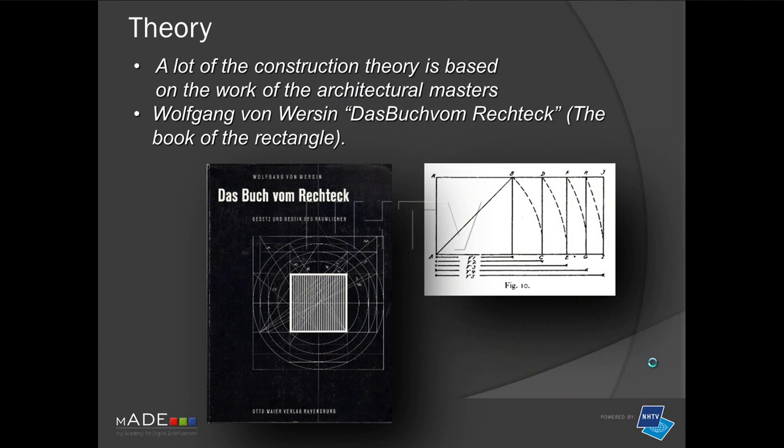Another very important book, this book from Richtek. It's created by Wolfgang von Weersin. You've seen already a few things about, for example, the golden section, the golden rule, but this book goes much deeper into details on how we relate to form and shape and how you can construct all those elements to create nice and good compositions.